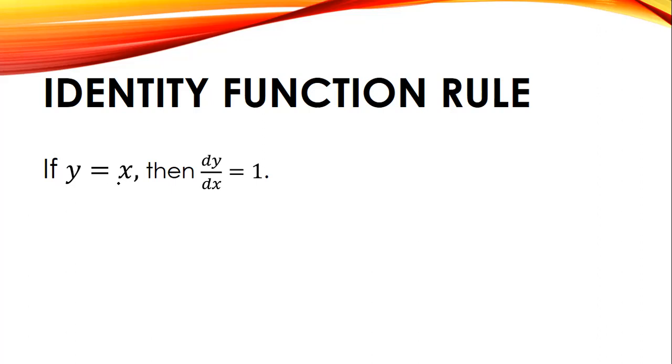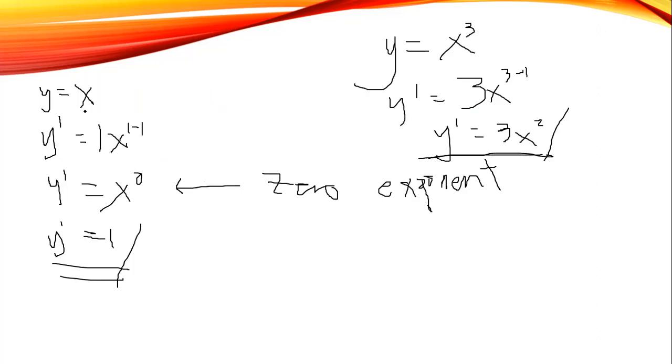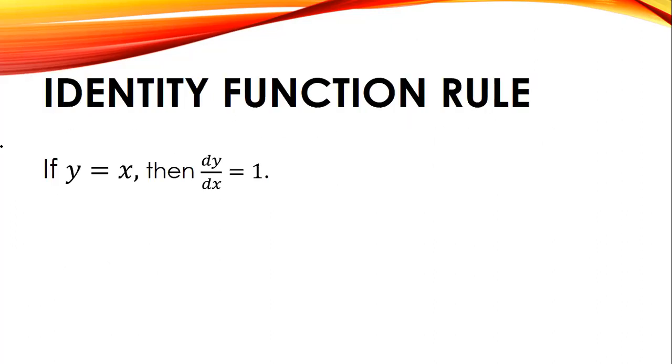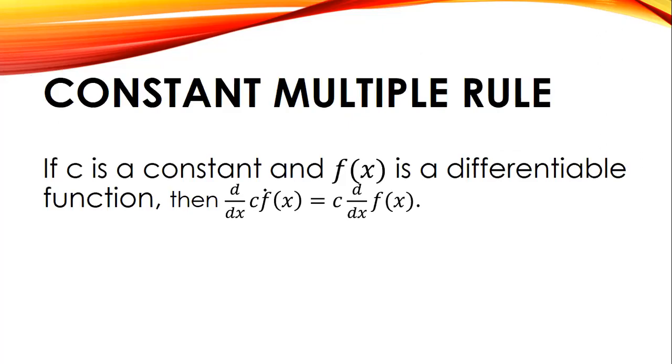So we already proved it using this one. Ito yung solution natin kanina. Ito na yung proof that the derivative of y is equal to x is equal to 1. So yan yung identity function rule natin. That the derivative of x is equal to 1. So don't forget that.